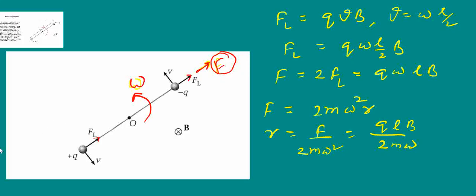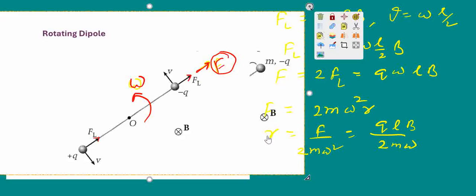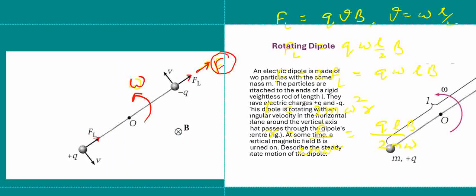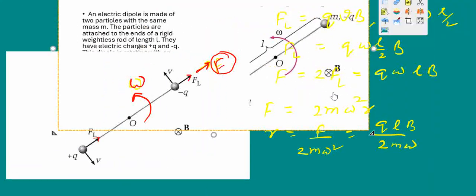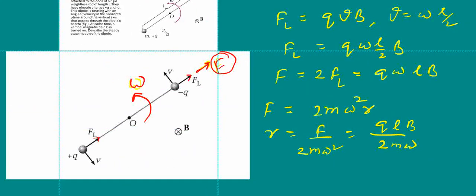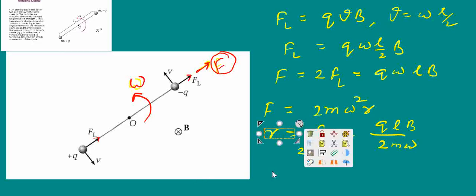The problem was to describe the steady state motion of the dipole. Of course, the dipole center is rotating in a circle of this radius, and this can be the answer.